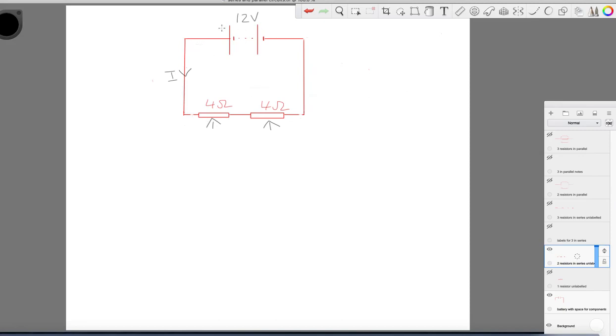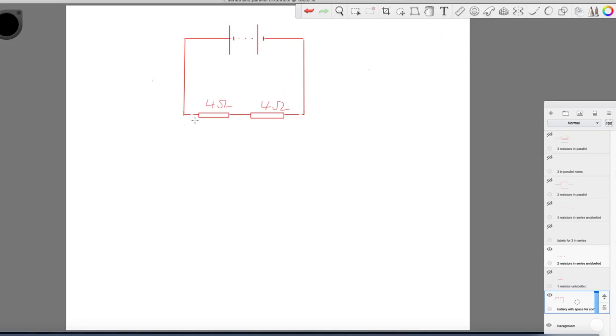Now, if we compare this circuit, where there are 2 4 ohm resistors, to the previous circuit, where there was only 1, then if this is also 12 volts like we had in the previous circuit, then because we have less resistance here, it is easier for the current to flow here than in this one. It's easier for the current to flow in this one than in this one.